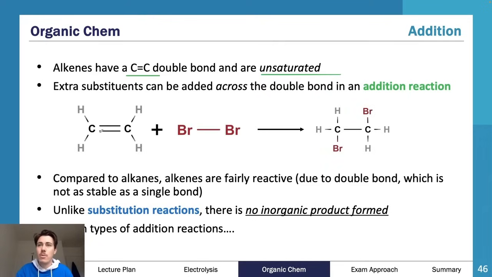So therefore, if we break this bond and get rid of this, we have two spare bonds on either end to fill. As you can see there, we fill them with bromines. Now, you cannot add both bromines to one end because it's not going to work. You have to add them to both ends. So compared to alkanes, alkenes are fairly reactive due to the double bond, which is not as stable as a single bond. Unlike substitution reactions, there's no inorganic product.